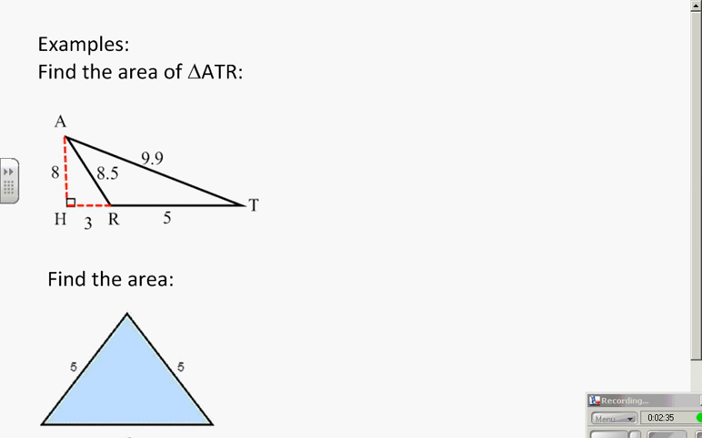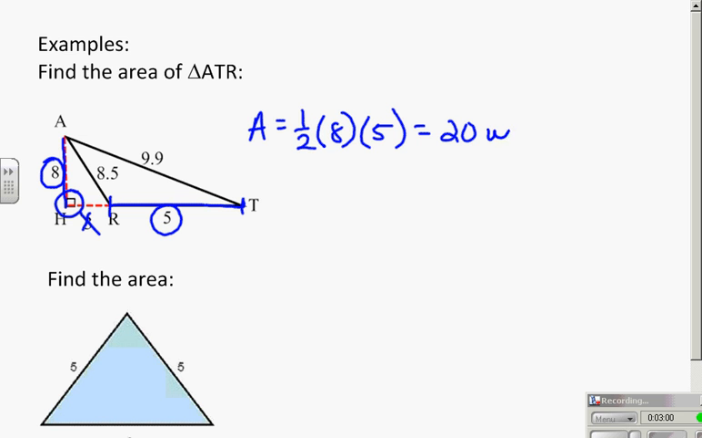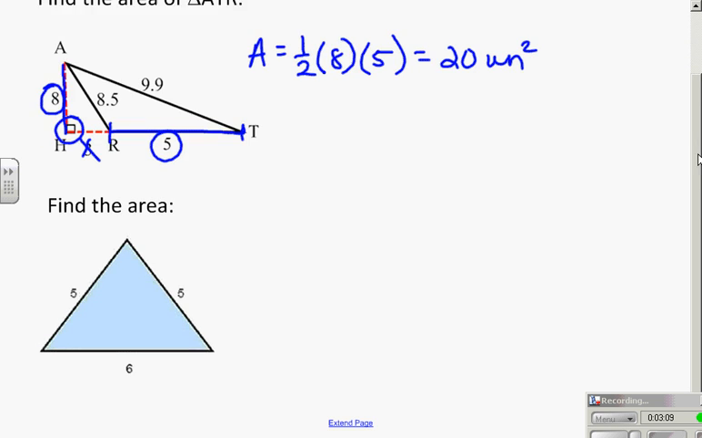So let's look at one of those examples. Find the area of triangle ATR. Now initially it's tempting to want to include this 3. That 3 is just there to distract you. From here to here is 5. Here's my right angle, so that makes this my h that I'm going to use, and that makes 5 my base. So my area is 1/2 of 8 times 5, which is 20 units squared. And it really is that straightforward. The 8.5 and the 9.9 have nothing to do with our area formula.